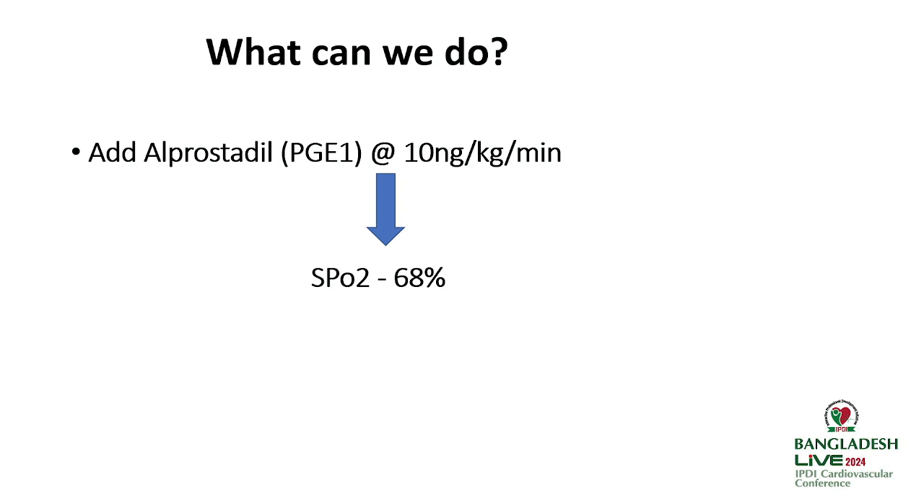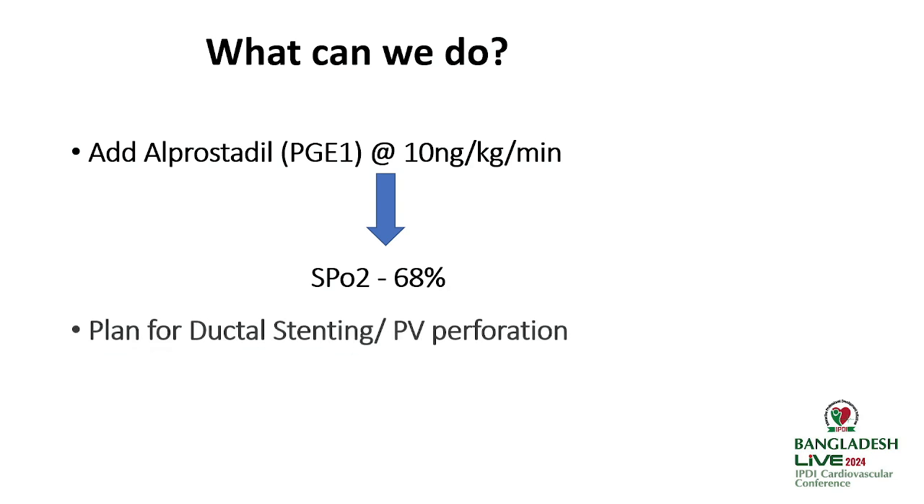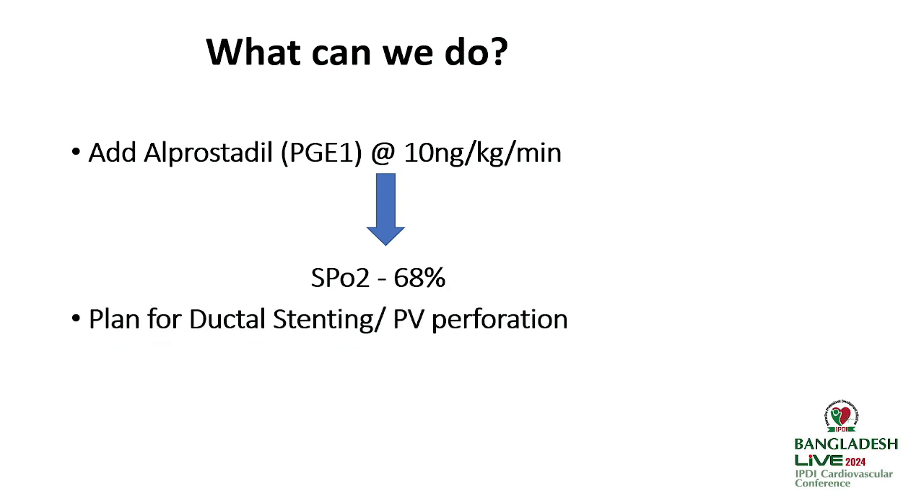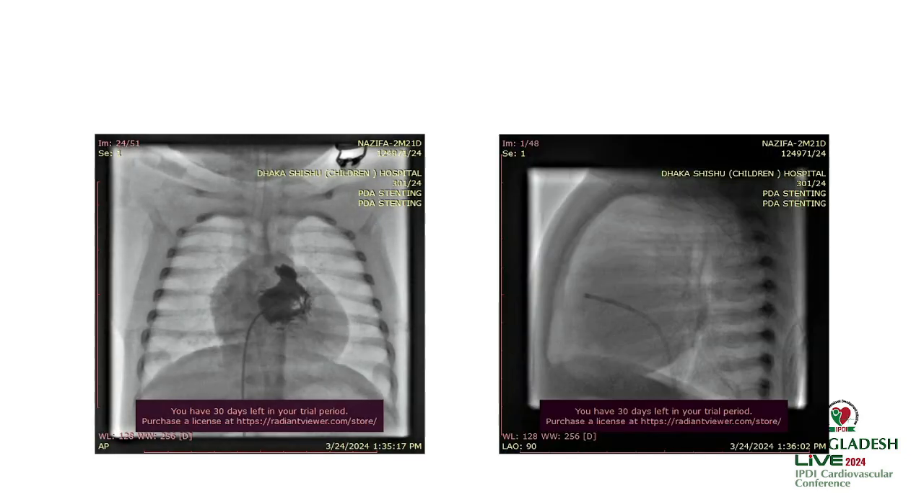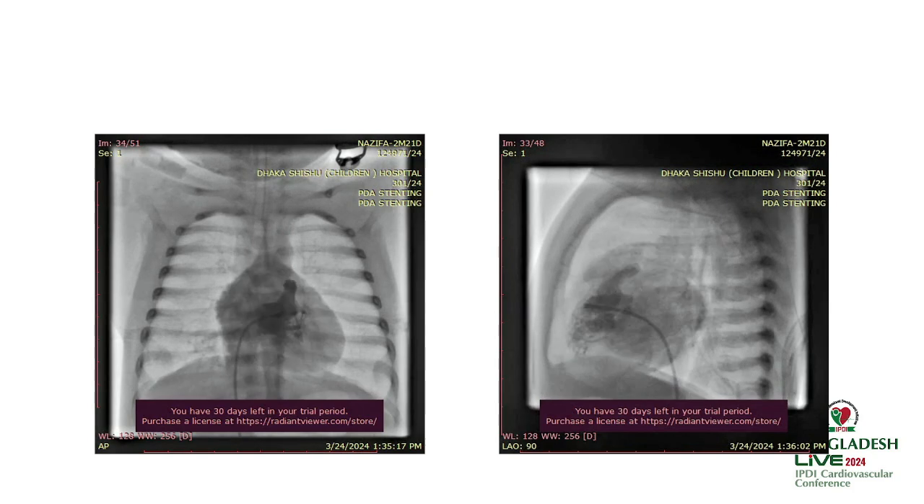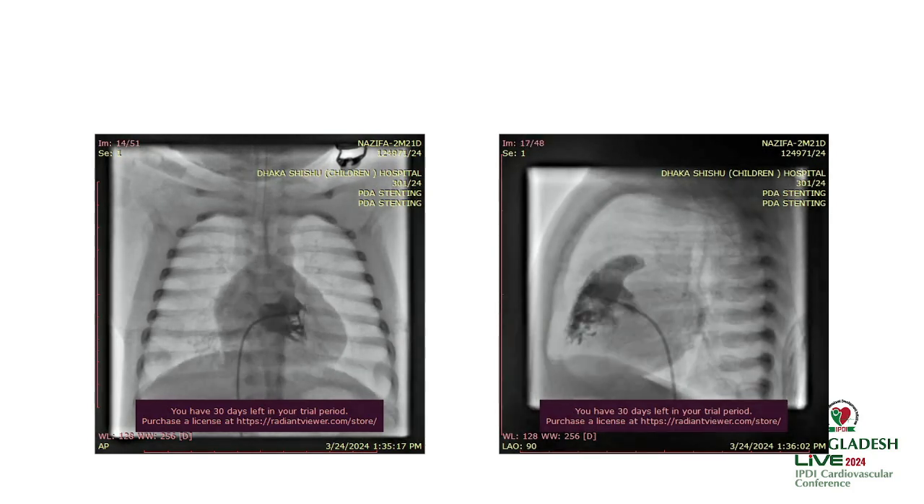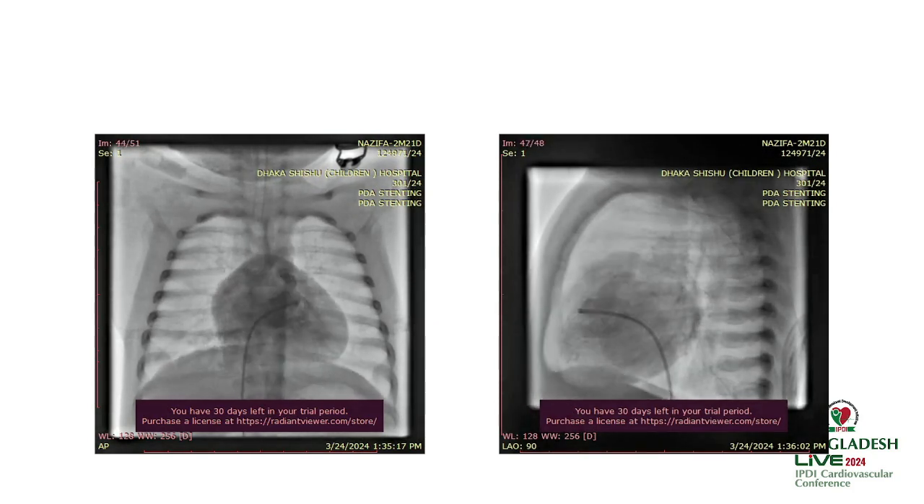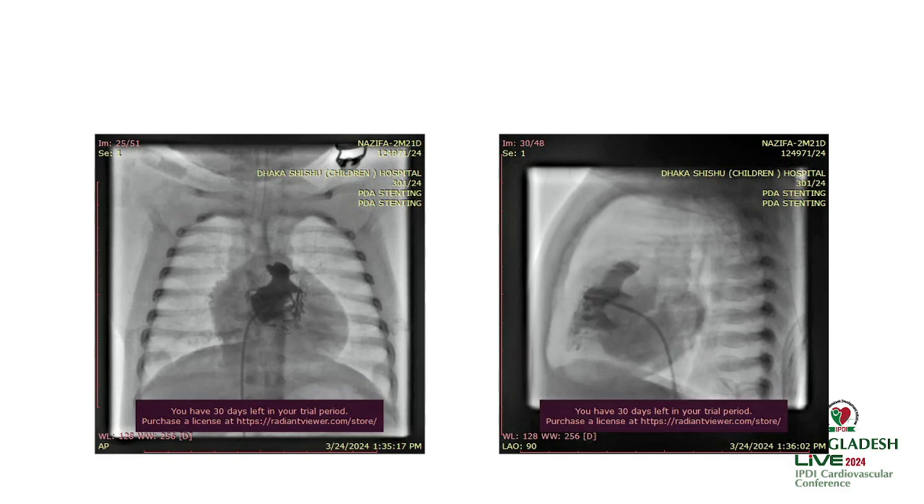So prostaglandin was started, saturation increased a little bit, and we planned for ductal stenting. As it was membranous pulmonary atresia, we also kept in mind pulmonary valve perforation. RV angiogram showed the RV was a little borderline, the infundibulum was good in size, and the RV outflow tract was adequate.